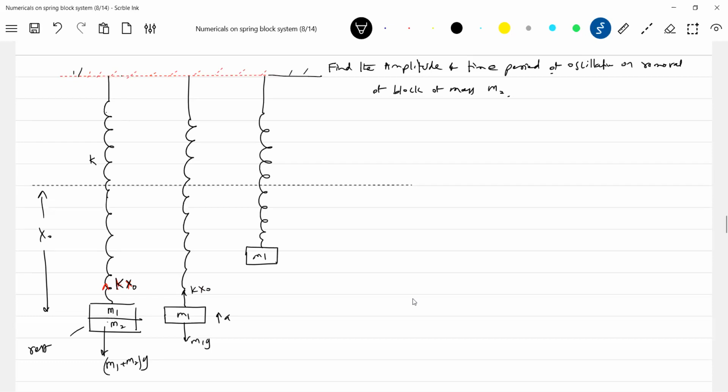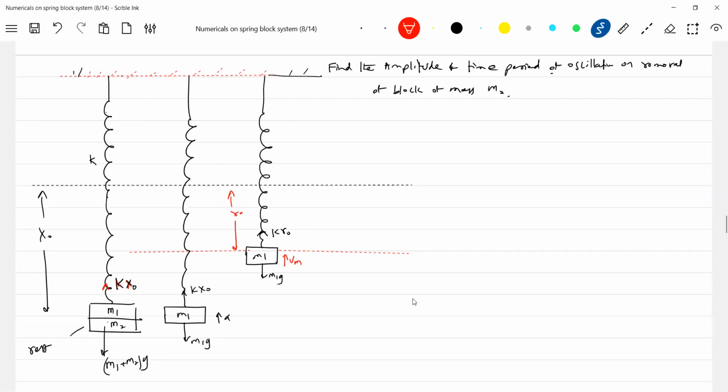Okay, the new, this is k r naught. What is r naught? It is the new mean position. Let it be here. So this will be r naught. Here it will have maximum velocity. And now what will happen to it?